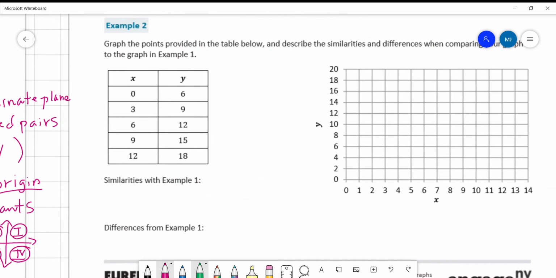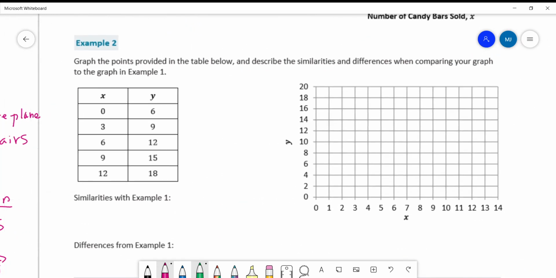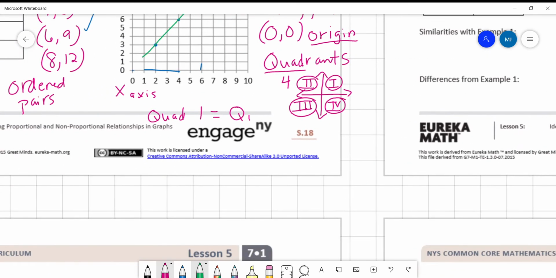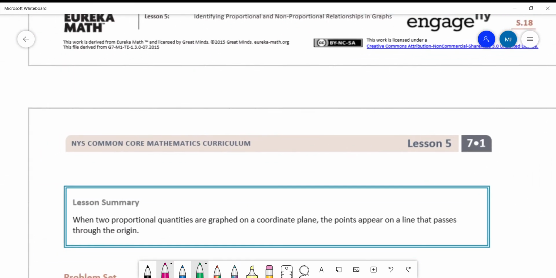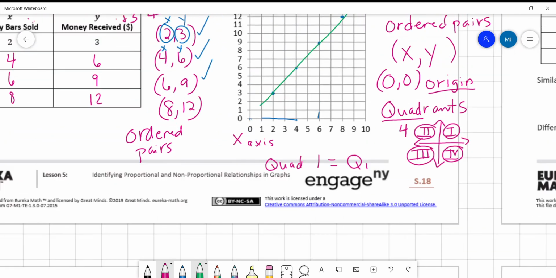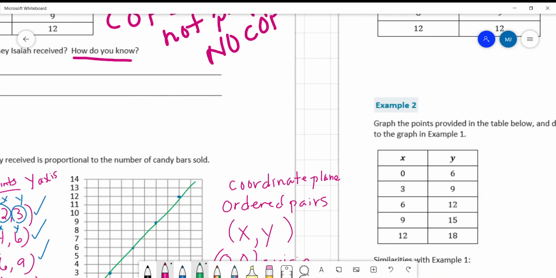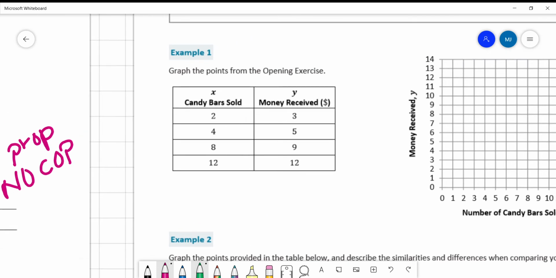Example number 2. Graph the points provided in the table below. Excuse me. And describe the similarities and differences when comparing your graph. Oh, wrong one. Let's go down. Let's hit over. Sorry about that. Let's see, we are not there. Here we go, back to the top.